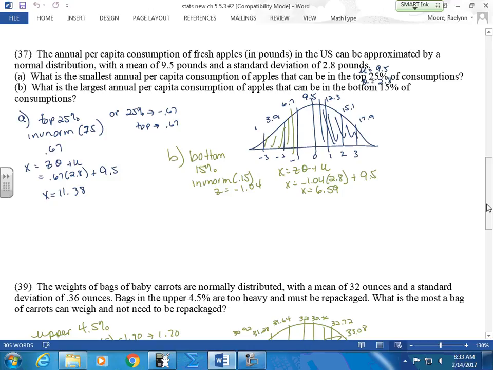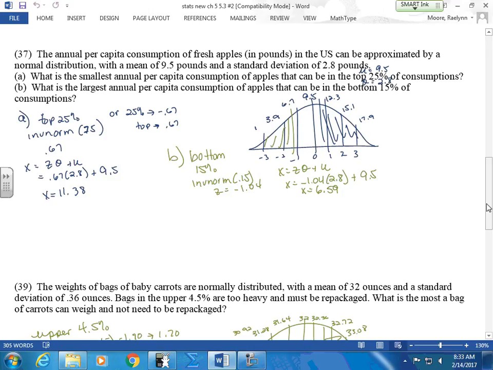The annual per capita consumption of fresh apples in the United States can be approximated by a normal curve with a given mean and standard deviation. What is the smallest per capita consumption of apples that can be in the top 25%? Top 25 means I have to do 1 minus 0.25, or 0.75. Plug it in, get my x value.